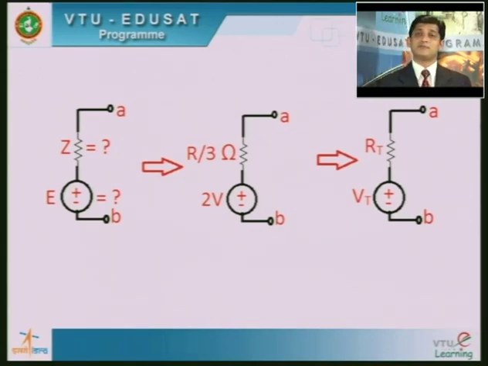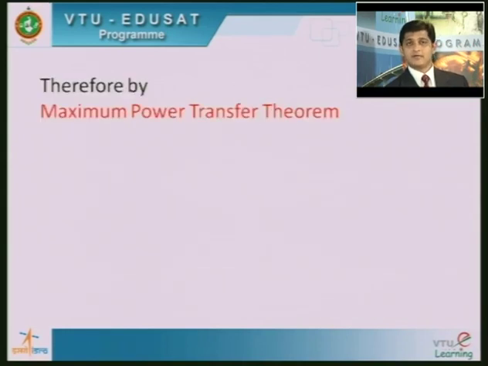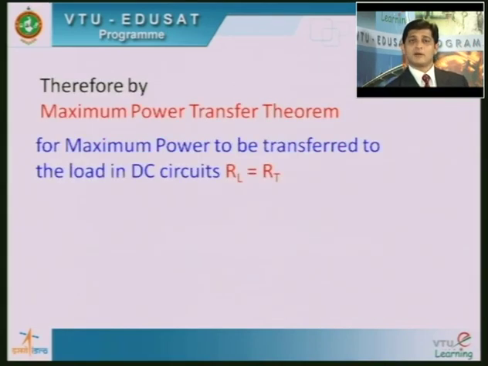So what is the condition for maximum power transfer in DC circuits? The load RL that you connect here needs to be equal to RT for maximum power to be transferred to the load. That is the information that we need to have with us to solve this problem. So by the maximum power transfer theorem, the load resistance RL has to be equal to RT for maximum power to be transferred to the load in DC circuits. So that is what we'll be doing here.